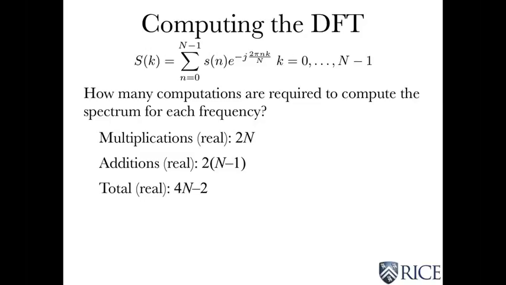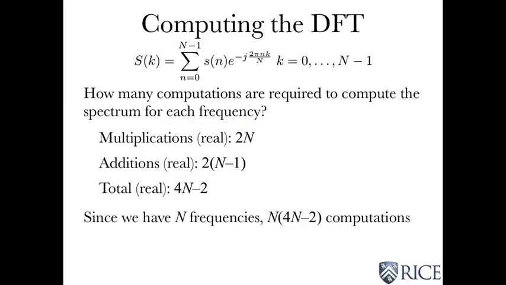But this is there for each frequency. Since we have to evaluate this for N different frequencies, we come up with a total number of computations that's N times 4N minus 2 computations. Writing this out a little bit, this is 4N squared minus 2N.